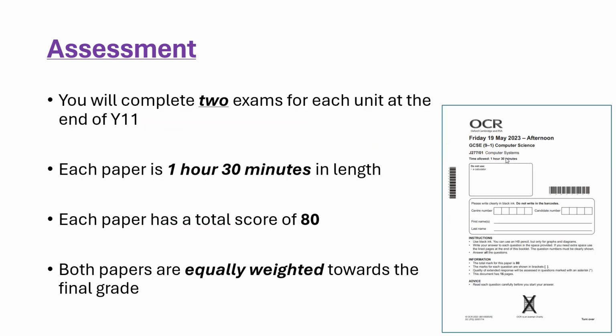So the assessment, because it's 2 units, you will do 2 exams, each at the end of Year 11. Each paper is 1 hour 30 minutes, and each paper has a total score of 80. Both papers are equally weighted towards the final grade, which means we take an average of both papers, and then the exam board gives you a grade based upon their exam boundaries. And as I say, those grades range from 1 to 9.